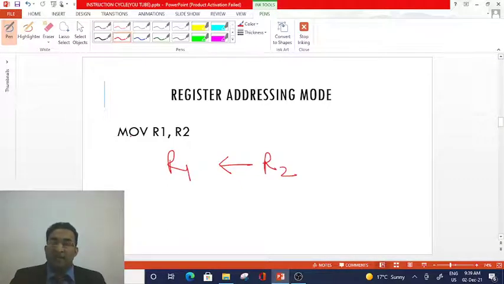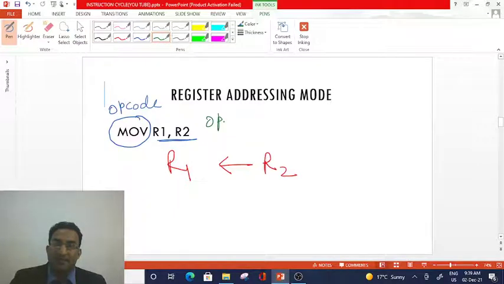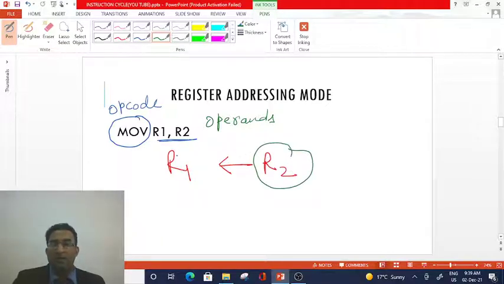So move R1 comma R2 means the value of R2 register is transferred to the R1. So basically move is an opcode, and R1 and R2 are the operands. So there are two things, opcode and operands. Opcode means operation code, and operand means on which the operation has to be performed. So for this instruction, the processor is transferring the value of R2 to the R1.